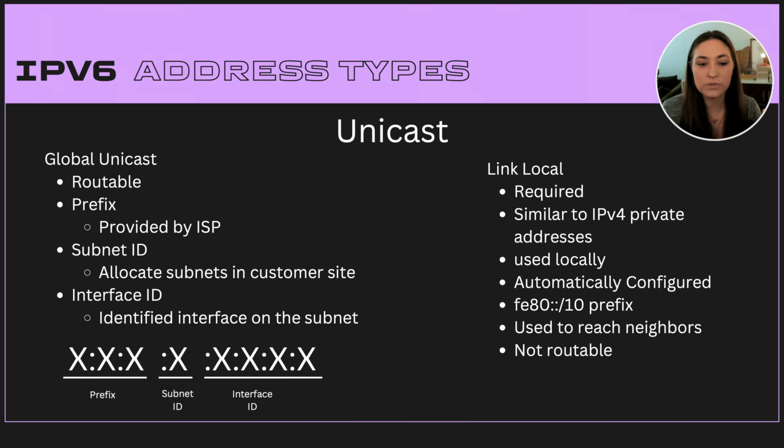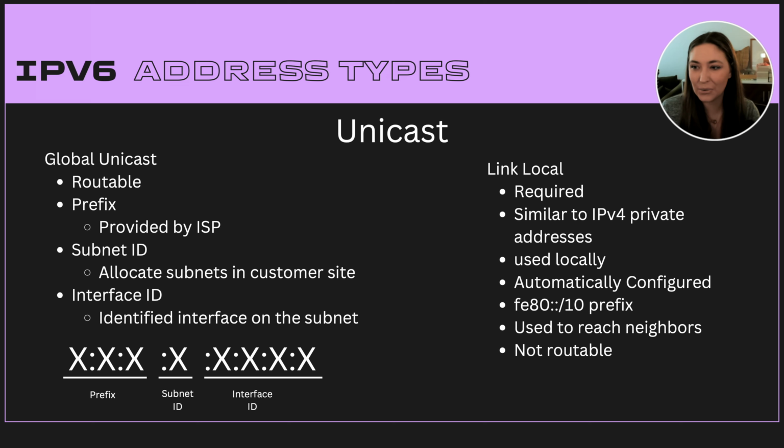There are a couple types of addresses. With IPv4, we're used to hearing that we have broadcast and unicast, and then there's multicast. There are some differences between types of addresses in IPv6 and IPv4. For unicast, we're going to have two main addresses. We're going to have the global unicast address. This is a routable address, and the prefix can usually be provided by an ISP. And then we have this down here at the bottom. You can see this is the prefix, and we have a subnet ID and then the interface ID.